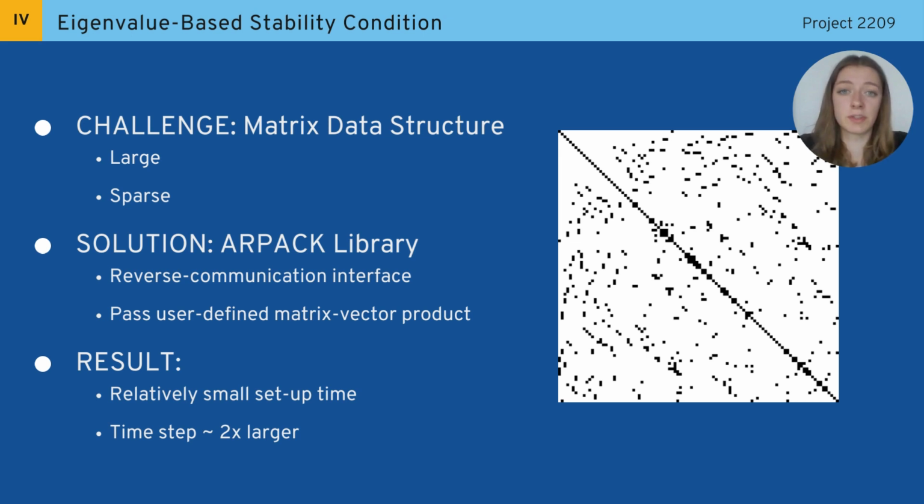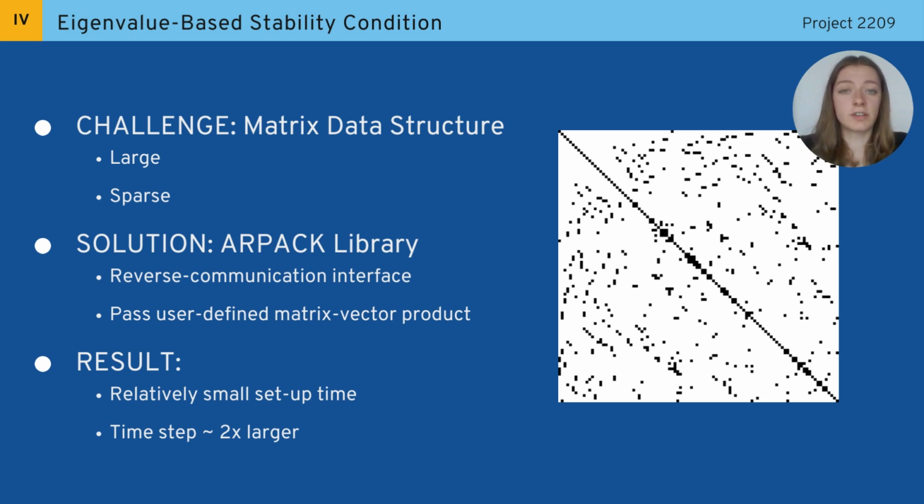Luckily, we're not the only ones with this problem. In fact, this is the reason that the ARPACK library was developed. This library uses a so-called reverse communication interface, which means that instead of passing the whole matrix to the solver, the user only needs to write a function that computes the matrix vector product. This means that the solver doesn't care how or even if the matrix is stored at all.